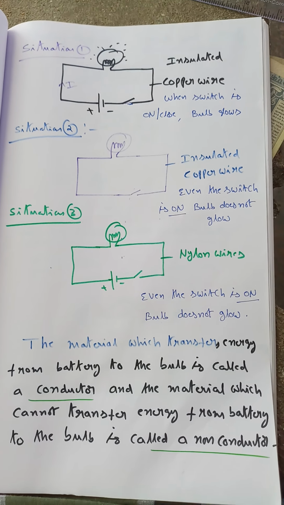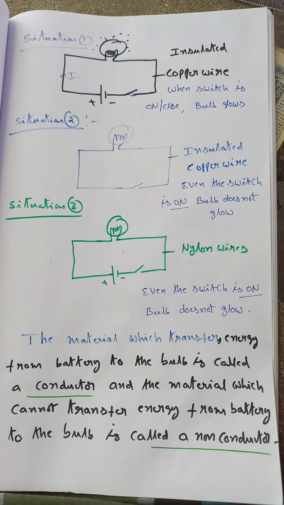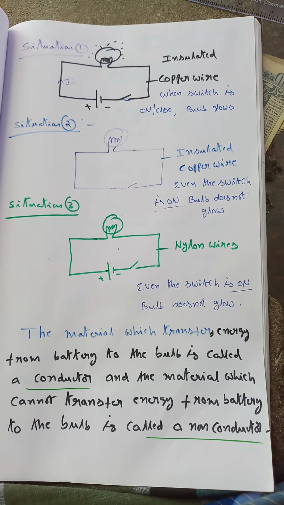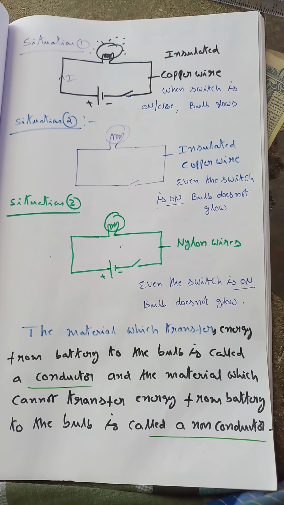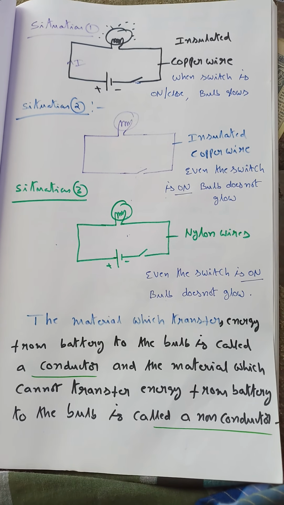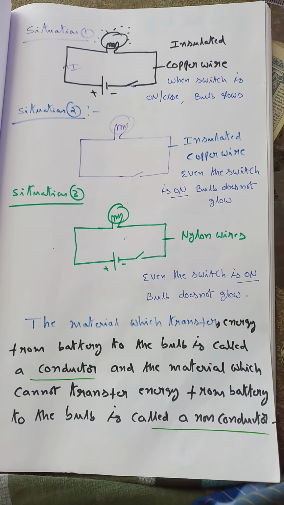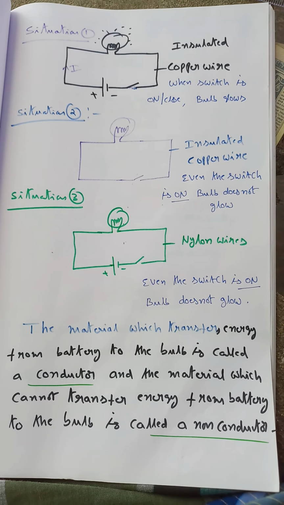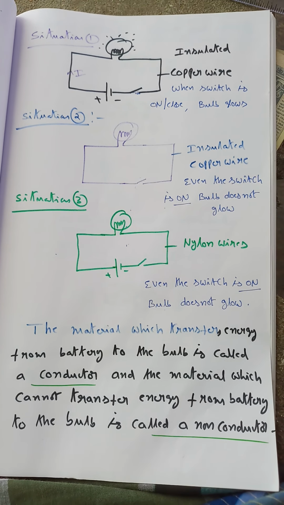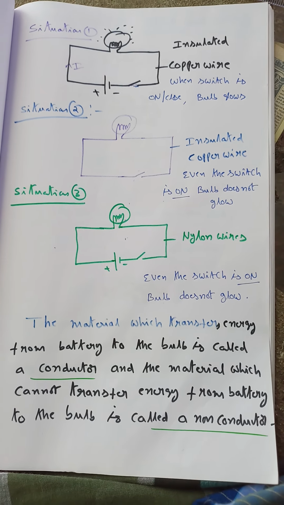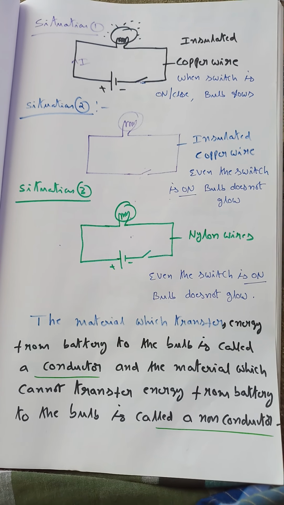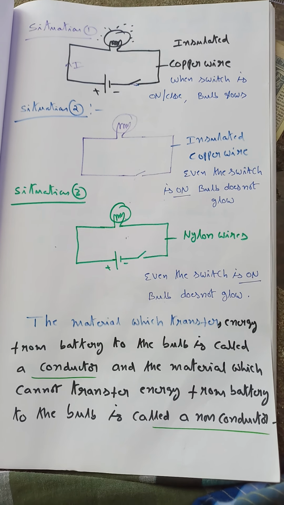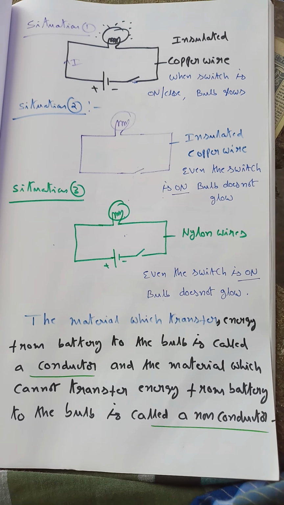That means some materials can conduct electricity and some materials do not. Materials which conduct electricity are called conductors, whereas materials which do not conduct electricity are called non-conductors. Materials which conduct electricity have free electrons in them, and those free electrons are responsible for the conduction of electricity.